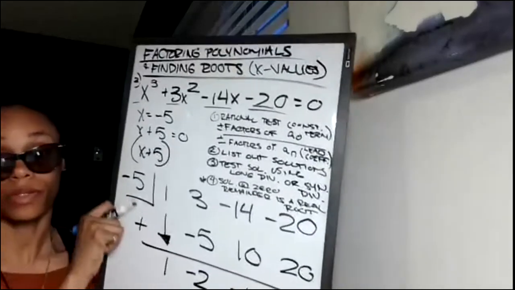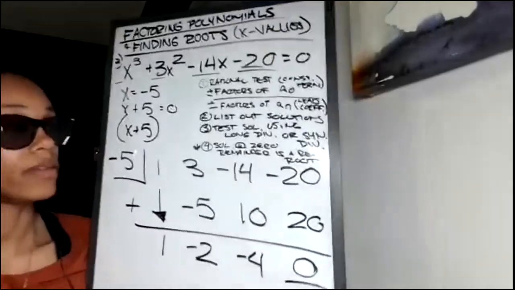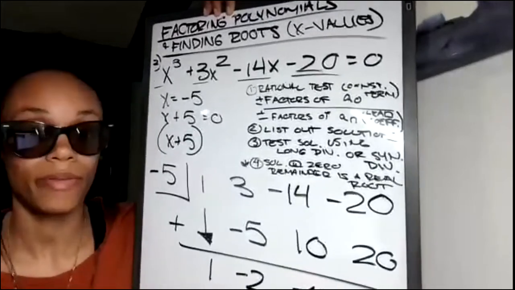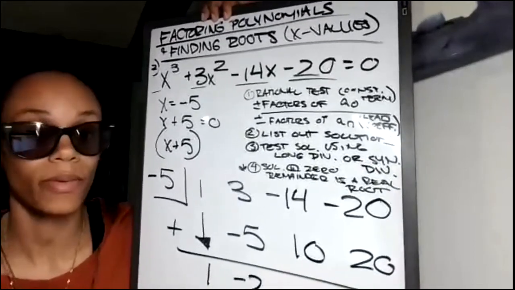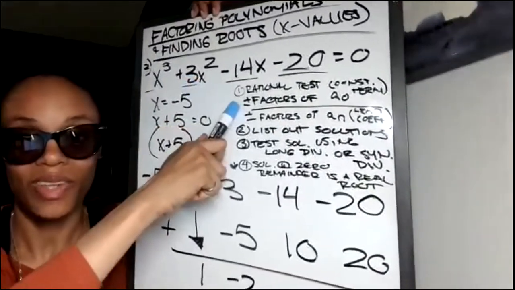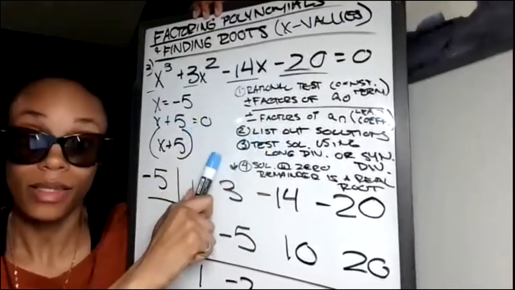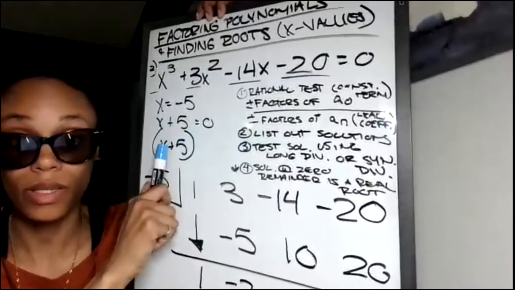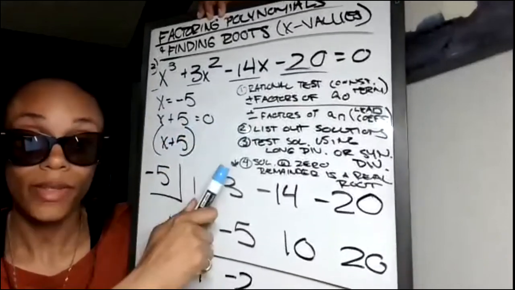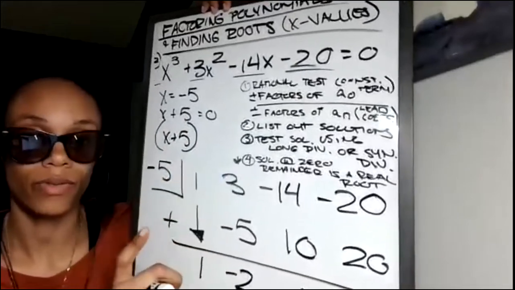So those are the steps you'll take if you can't go any other route. If you can't factor by grouping, if you can't factor by any special patterns or taking out a greatest common factor or using your quadratic formulas, we'll use our rational roots test. List out those factors of each term, list out those possible solutions, test each solution using synthetic division or long division, and whichever solution gives you a 0 remainder, that is your real root.